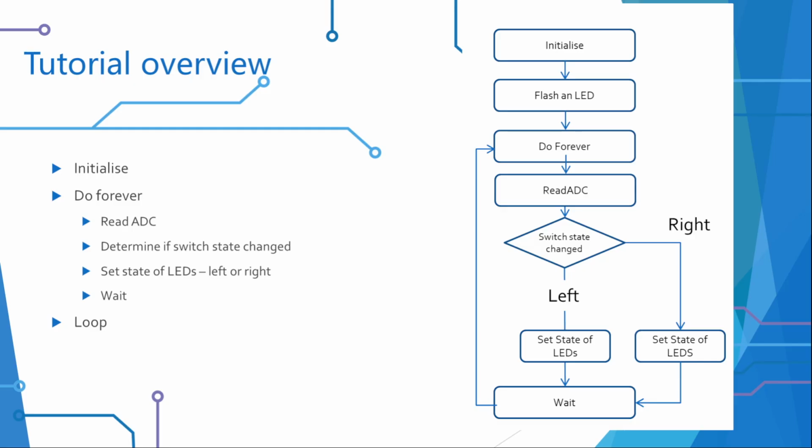So what I'm going to do is initialize the microcontroller. We're going to do a for loop forever. So we are going to read the ADC, we're going to determine if the switch has changed, and if it has changed, we are going to rotate the LEDs left or right. And then dependent upon what the value of the ADC was, we'll have a wait. So we can change the rotational speed.